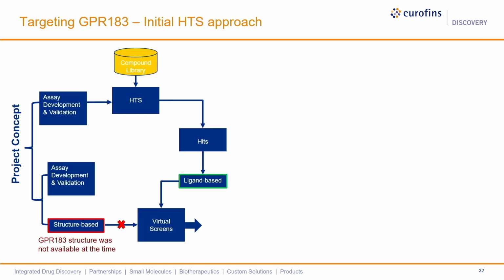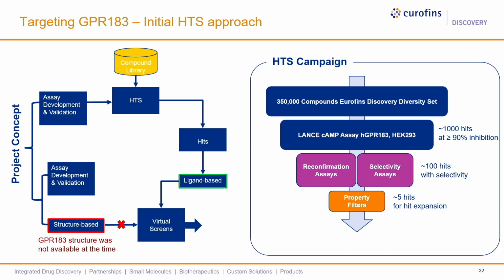Okay, so when this project got started, we did not have any GPR183 structure available, and there also wasn't a good small molecule to start with. So we decided to start with a conventional HTS approach, identify hits, and use those hits to then run the virtual screening. As Celine gave detailed information about the various primary and secondary assays and the HTS screen, I won't go into detail, but the HTS campaign looks like this.